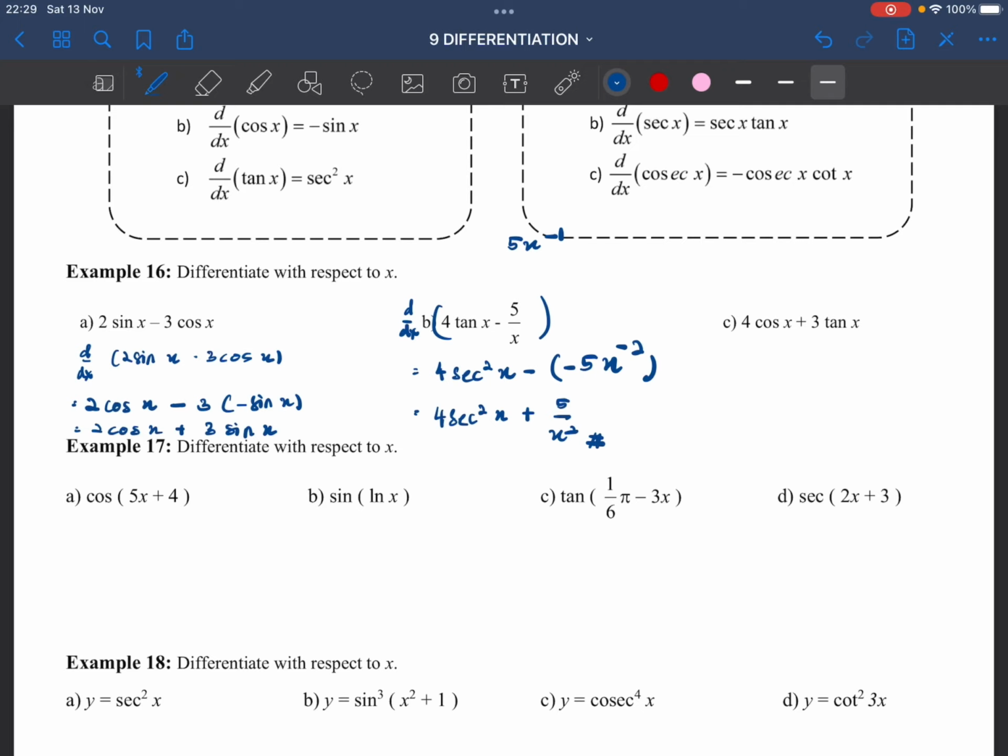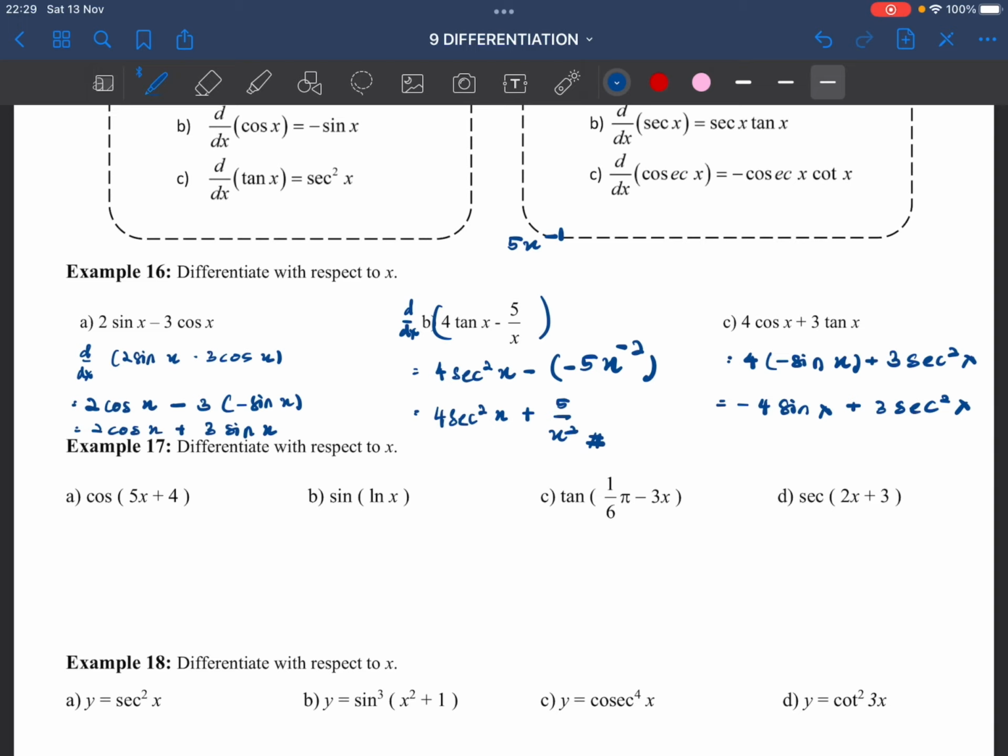Okay, so next, differentiate 4 cos x plus 3 tangent x. Here the answer is, copy 4, differentiate cos, we will get negative sin x, plus 3, differentiate tangent, we will get secant square x. So just simplify your answer, negative 4 sin x plus 3 secant square x.